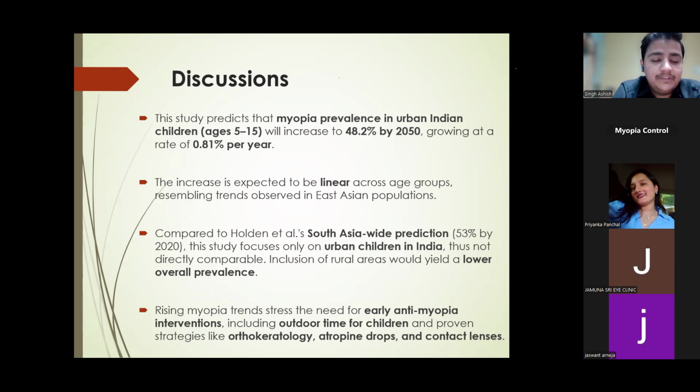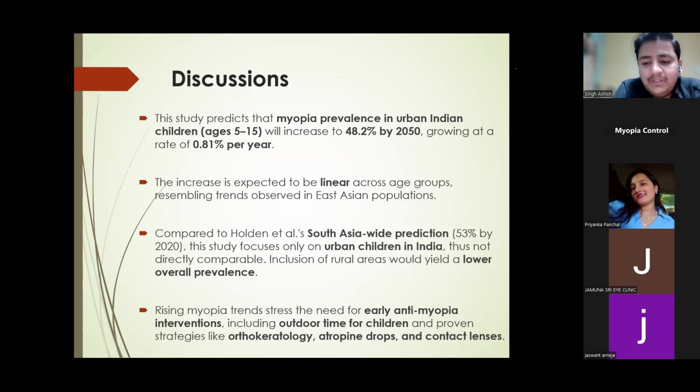The important discussion: the study predicts that myopia prevalence in urban Indian children aged between 5 to 15 will increase by 48.2% in 2050, growing at a rate of 0.81 percent per year. The increase is expected to be linear across age groups, resembling trends observed in East Asian populations. As we're talking about the prevalence of myopia, the highest prevalence has been calculated in countries like East and South Asia. Almost 80 to 90 percent among teenagers are myopic.